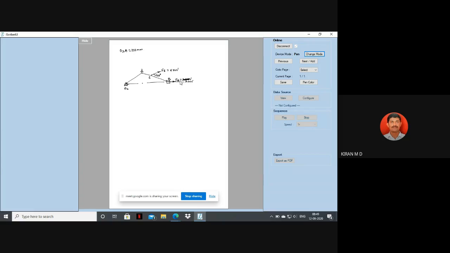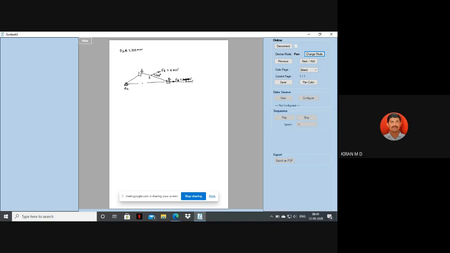I hope you can see the force on the piston, FB, which is 2 kilonewton, and the force on the connecting rod, FE, which I have considered as 6 kilonewton. This is the position of the slider crank mechanism.